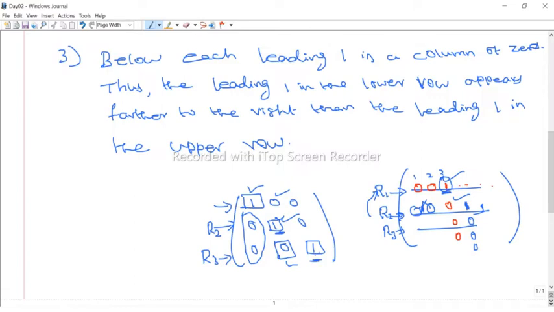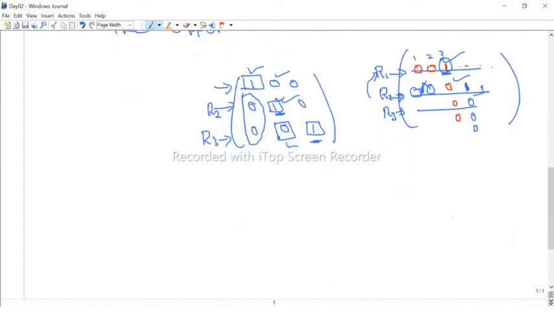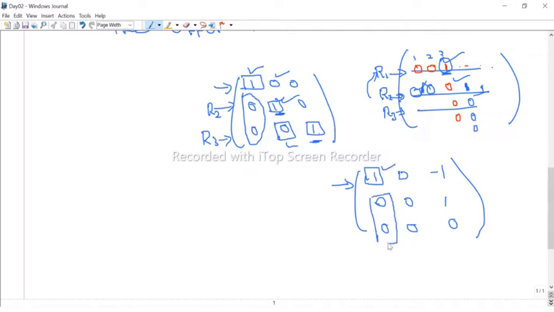Otherwise, suppose I take some other 3 by 3 matrix: 1 0 minus 1, 0 0 1, 0 0 0. Is this row echelon form? First, we scan the first row. The first entry itself is the first non-zero entry and it is 1, so the first condition is satisfied. Below the leading entry should be 0, and the 0 0 is there.